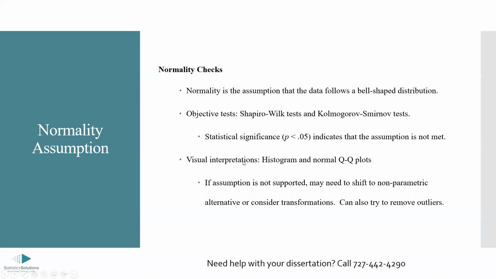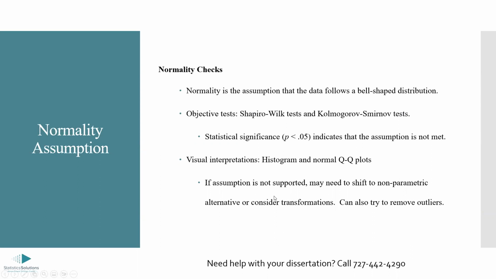There are also visual interpretations. You can use histograms or normal QQ plots or normal PP plots. These are more subjective. I don't really prefer visual interpretations for assumption checking, because it comes down to whoever's reading the paper. Someone else may interpret a histogram as following a bell-shaped curve, whereas someone else might say, no, this appears to be skewed to the left or to the right, and it's not normal. So I prefer using Shapiro-Wilk and Kolmogorov-Smirnov tests.